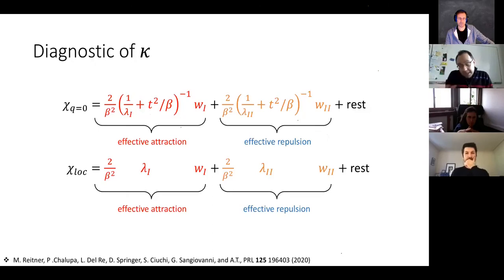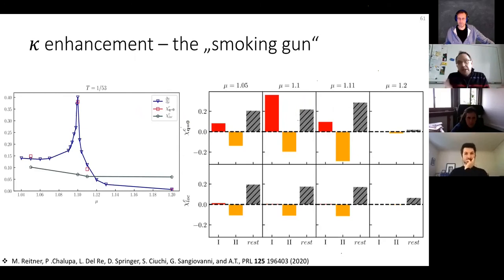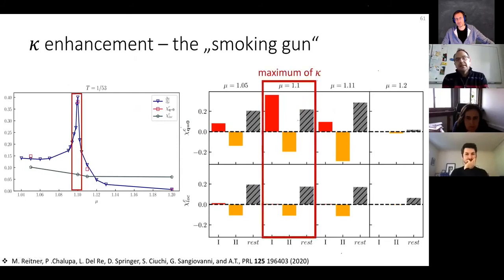And this can be interpreted physically as a sort of attraction. And the smoking gun was that we can really make a quantitative analysis of the composition of the different points of the phase diagram in terms of the first, the second, and the rest part of the eigenvalues, and see that at the maximum, the first eigenvalue, the one that was negative and which was driving the non-perturbative physics, was actually also driving the divergence of the compressibility.